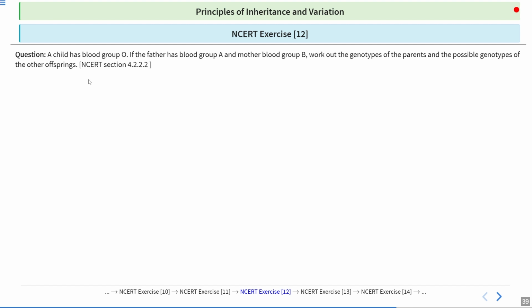Clear? So what is the information given? First you have to write. The information given is that one of the children has blood group O. You have to calculate the genotype of the other children, and you also have to calculate the genotype of the parents, meaning the father and the mother. They are saying the father has blood group A and the mother has blood group B. So what will be the answer for this question?